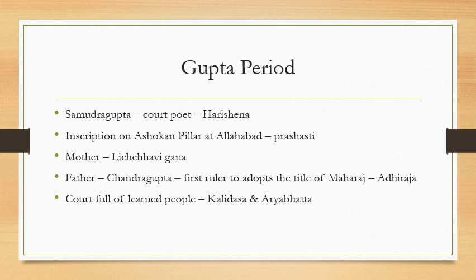Aryabhatta, on the other hand, was a mathematician and astronomer. He wrote a book in Sanskrit known as Aryabhatiyam, wherein he stated that days and nights are caused by the rotation of Earth on its axis. He also found a way of calculating the circumference of a circle and developed a scientific explanation for eclipses as well.